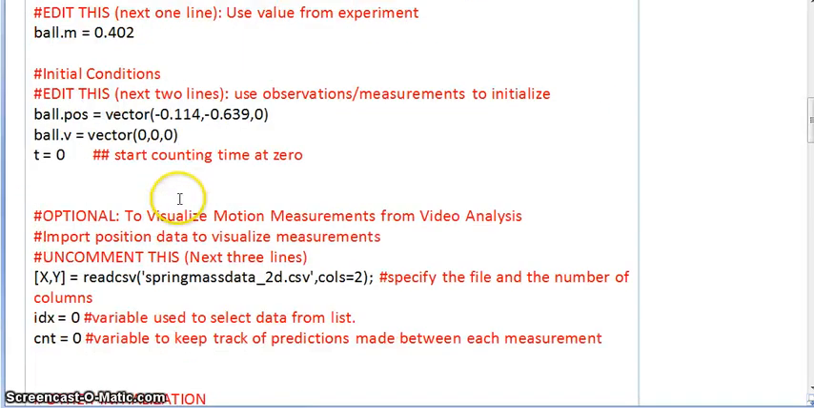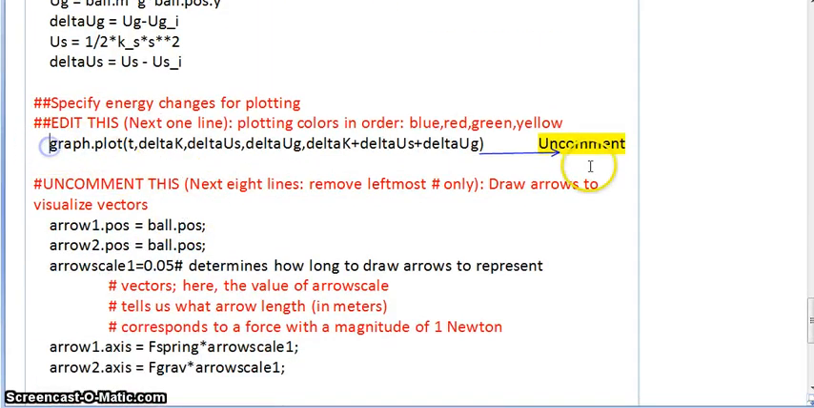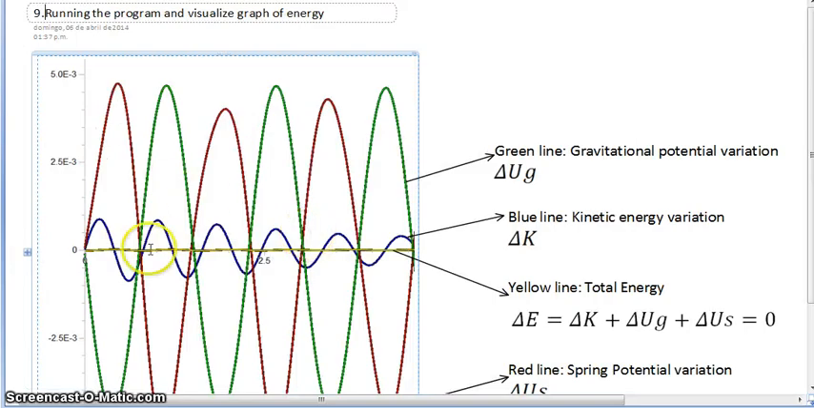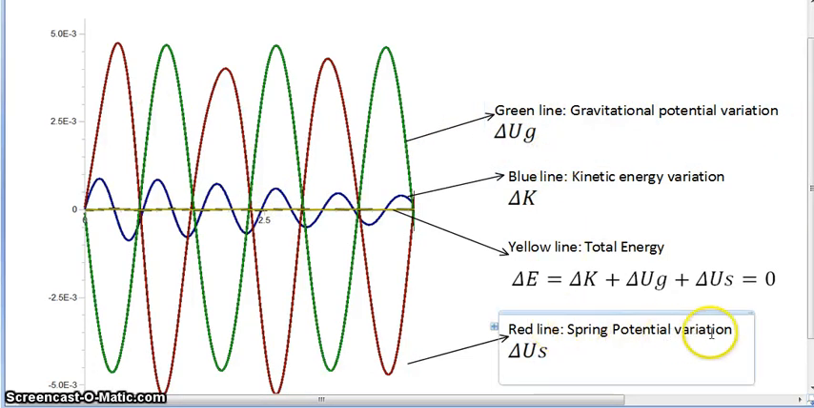We change here and we change over here. Uncomment this and comment this. The graph of energy variation is the next. The green line is the gravitational potential variation and the red line is the spring potential variation. These both are opposite between them.